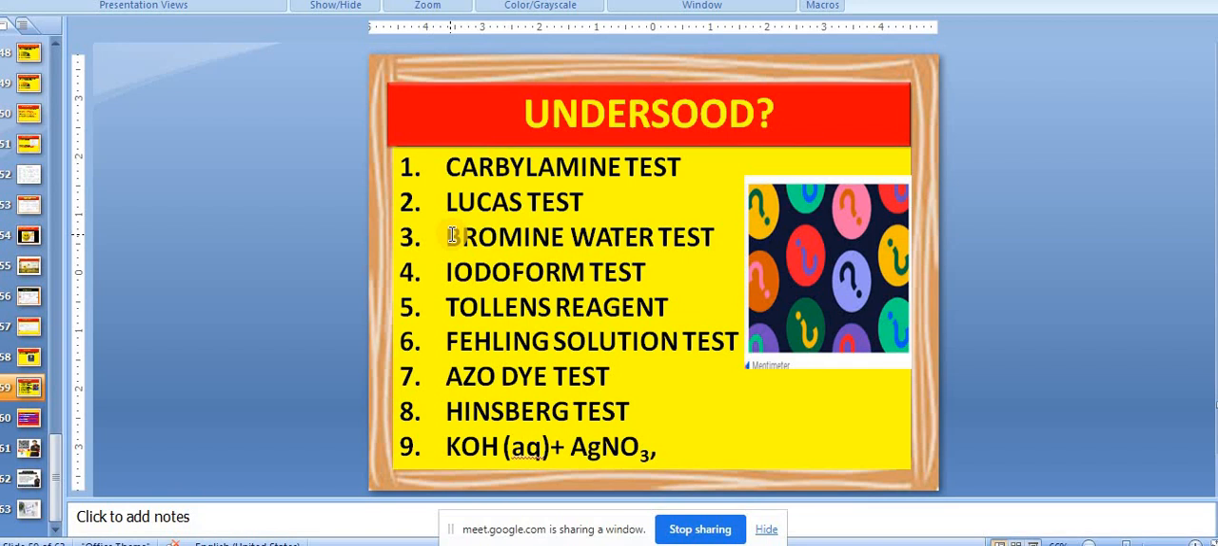Bromine water test is basically used for what? Can Arman tell? Sir, to distinguish phenol from some other compounds. Phenol with other compounds means which compound? Suppose phenol with alcohols. Yeah, phenol with ethanol we can say. Ethanol and phenol, which will give the test? Phenol will give the test. So what would be the reaction?